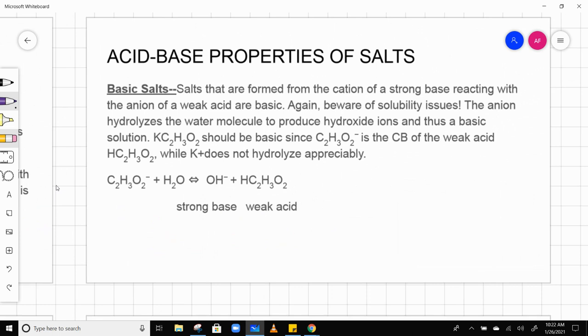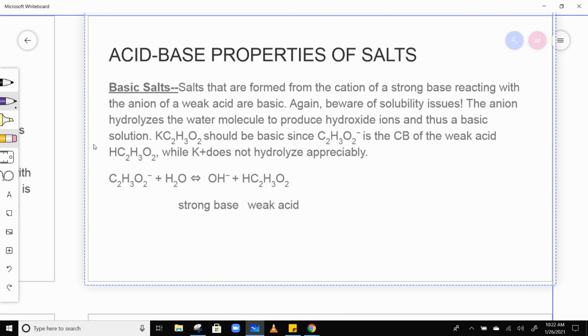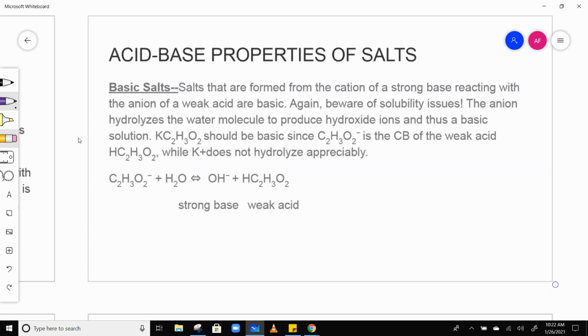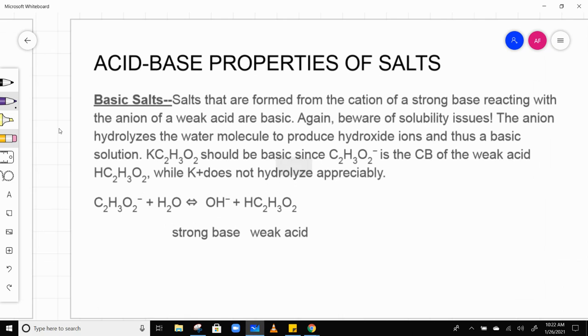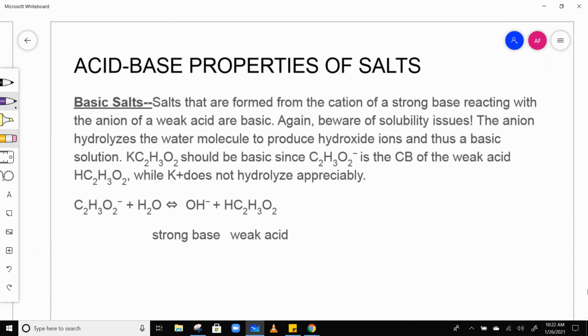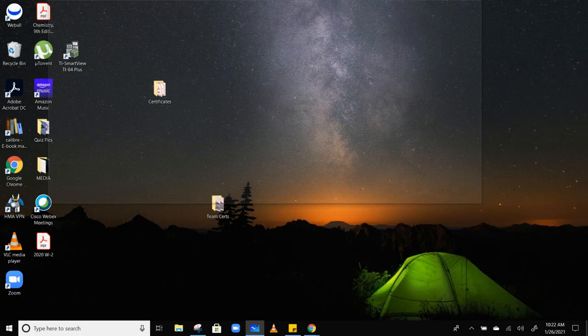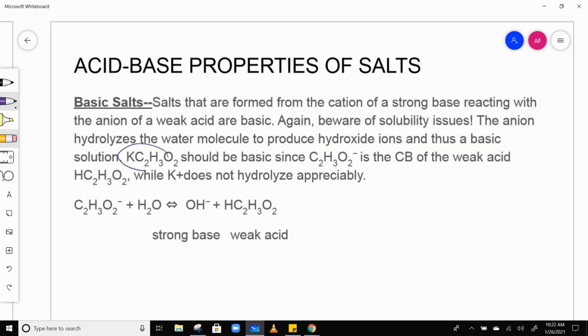Now, if we have basic salts, so here, and I actually don't even really like the way this is necessarily worded right here. So we have K plus, oops. So this is going to break apart into K plus and C2H3O2 minus in water. Okay. Regardless of the solubility, we're not going to worry about the solubility of this salt right now. It is a soluble salt. Okay, it is soluble.